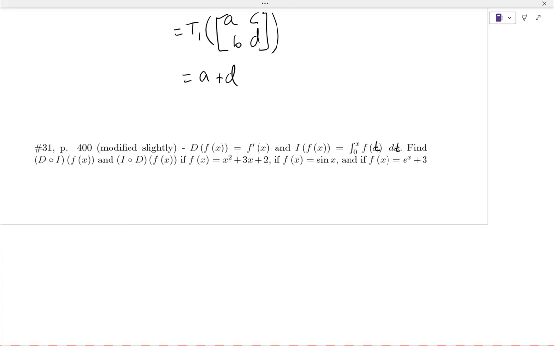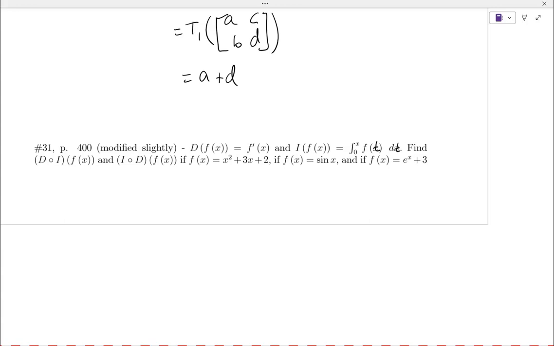All right. So the first one says I want to find D composed with I, and then the second one says I composed with D. And it says let's do it for these three different functions. So in the first one, if you do D composed with I, which function are you going to do first? You do the I function first, right?